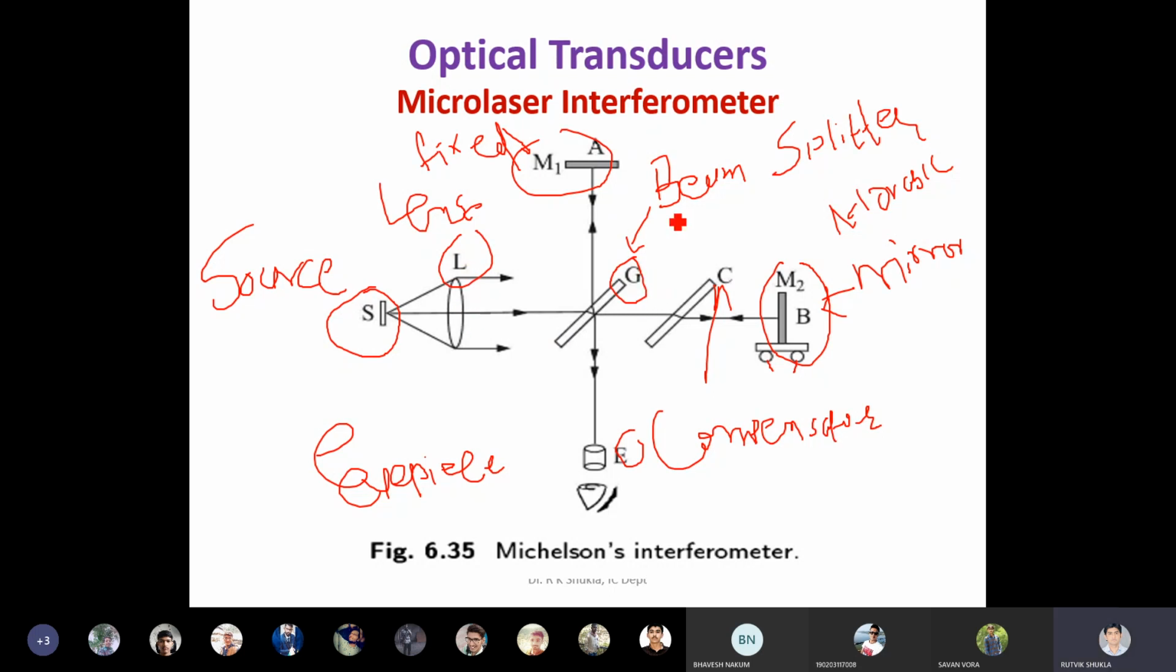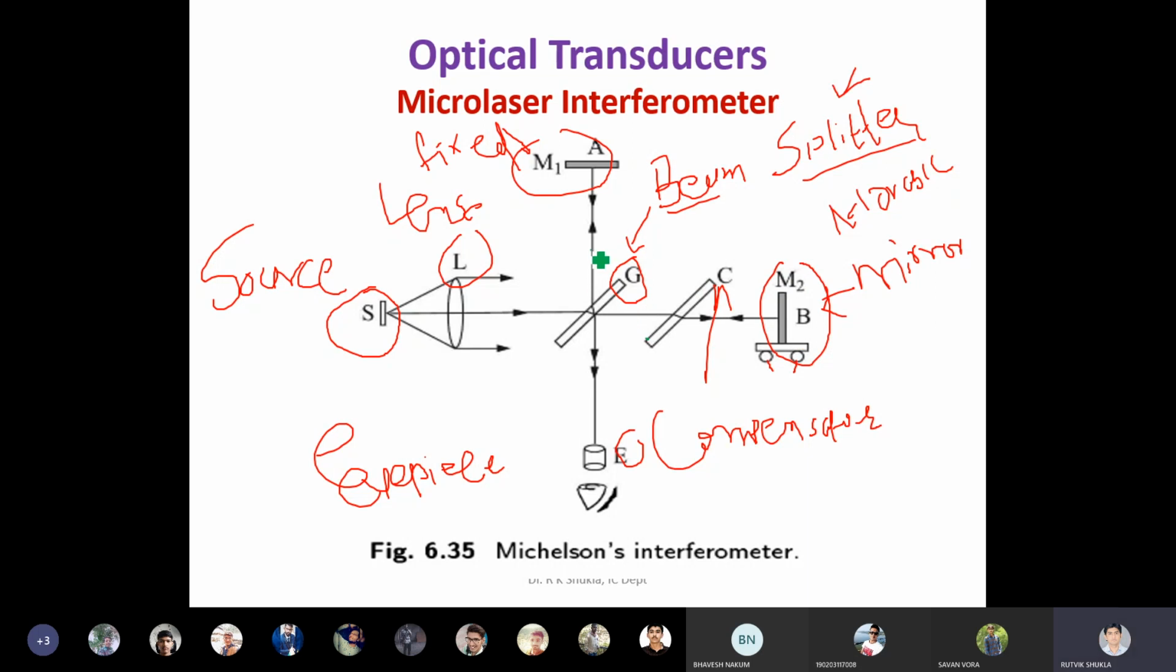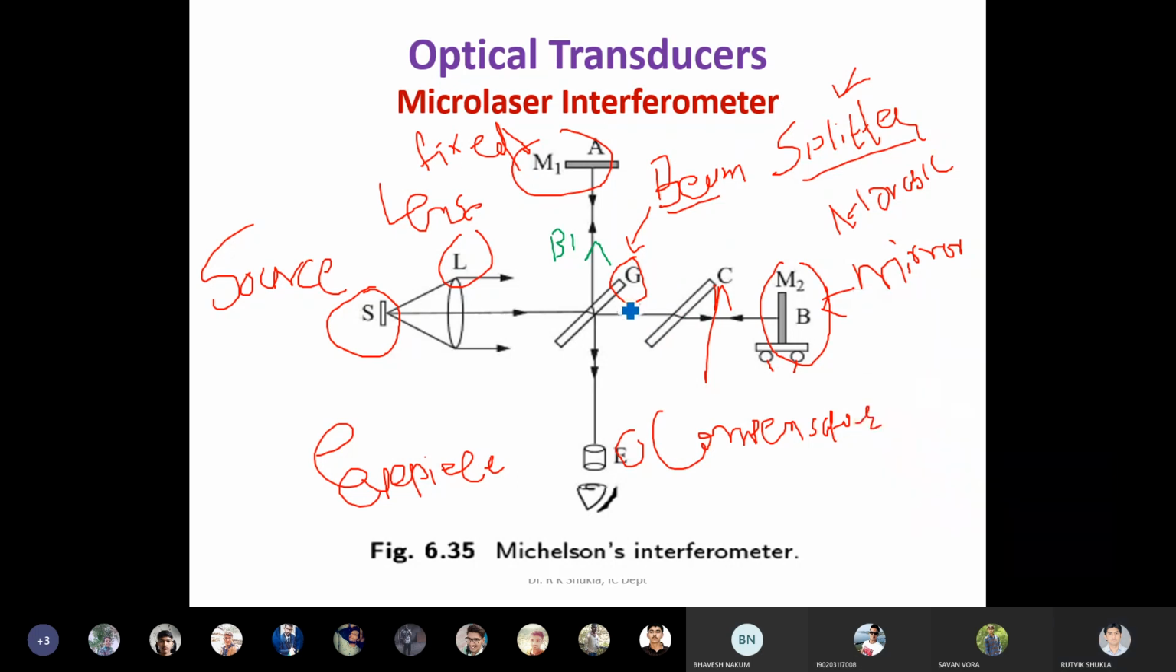G beam splitter, નામ પ્રમાણે ગુણ છે. Split means to divide. Beam splitter means to divide the beam. So it divides the beam in two parts. One beam goes in this direction. So I'll write B1 over here. Second beam goes in other direction. I'll write B2 over here. And whatever comes here, it is the combination of B1 and B2.